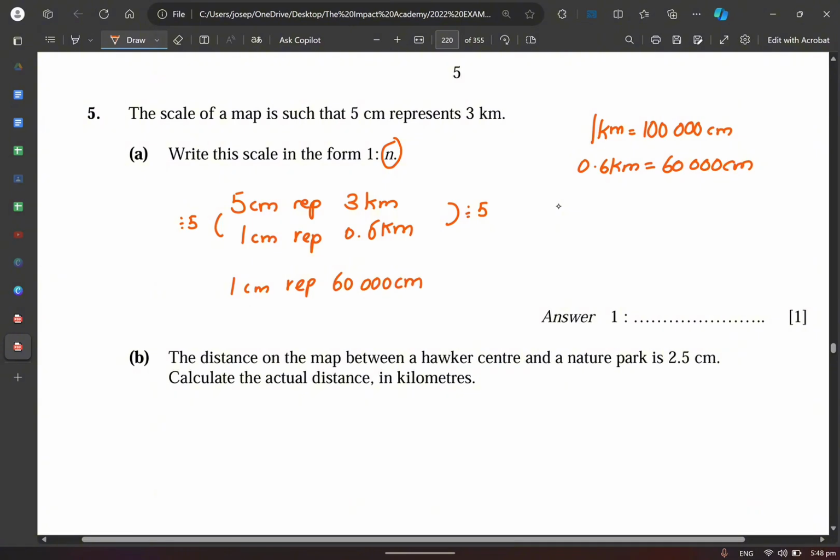Then because they want it in ratio form, that means my units shouldn't be there anymore. So it's basically just 1 is to 60,000. And therefore, this is your answer for this question.